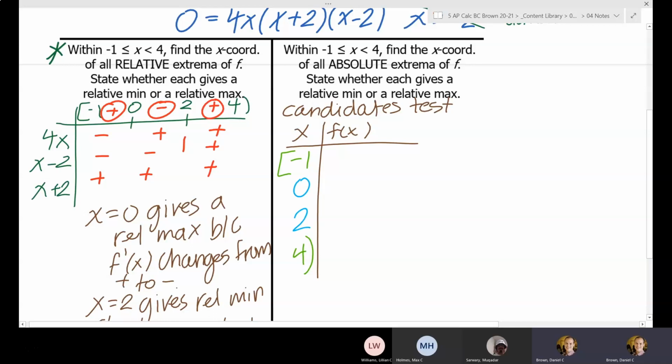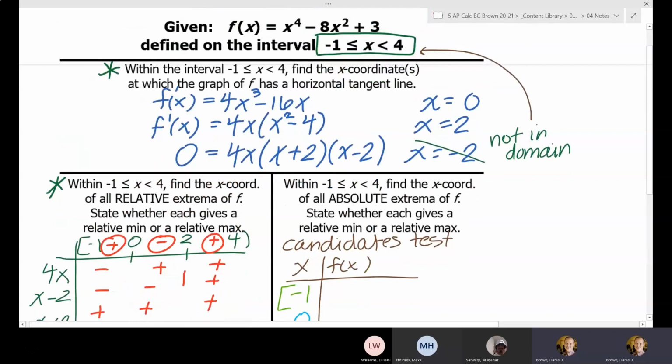And then you want to plug these into the original function. So we don't care about the derivative here. The derivative is going to be 0 there for the critical points at least. But we want to find the y coordinate that goes with those x coordinates. And then once we make that t-chart, we will be able to figure out which one's the absolute maximum, the biggest one, and which one is the absolute minimum, the smallest value. So go ahead and plug that into the original function and find the y values that go with them.